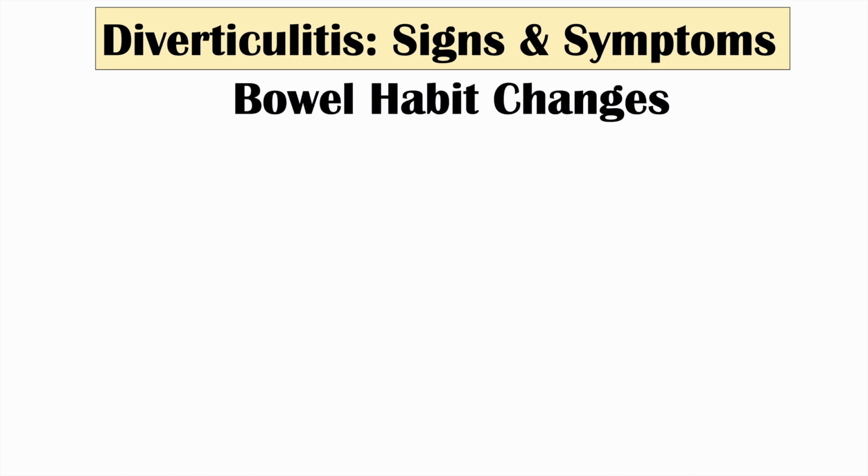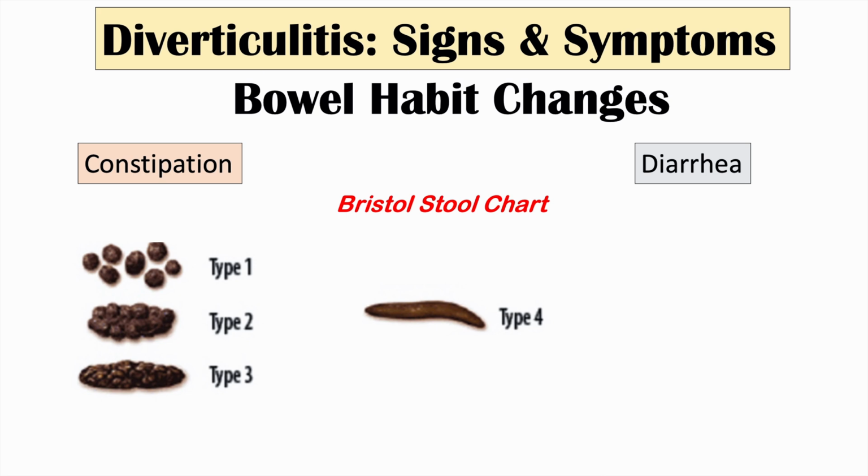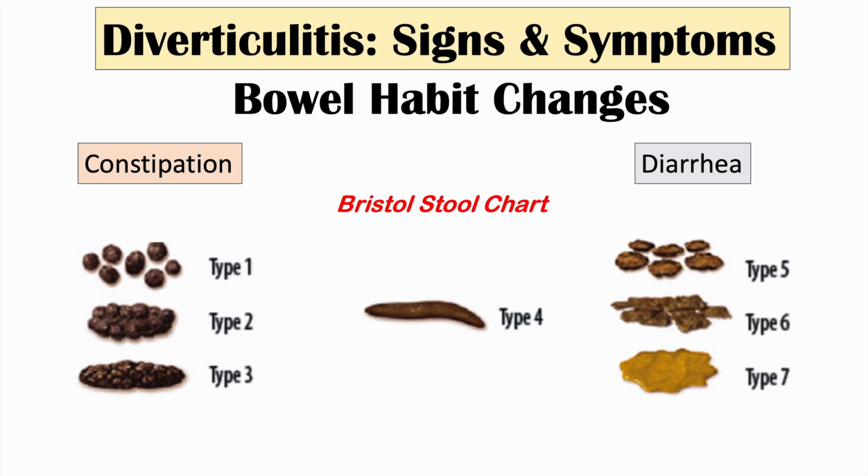Now, the next symptom we're going to talk about with regards to diverticulitis is bowel habit changes. Bowel habit changes can either be constipation and or diarrhea. So there can be either constipation or diarrhea. Constipation is more common. Diarrhea can also occur, and there could be a mix of both. So we're going to look at the Bristol stool chart here in a moment just to describe what constipation is and what diarrhea is. Bristol stool chart type 4 stool would be the normal stool, and then type 1 to type 3 would be constipated stool, and type 5 to type 7 would be the diarrhea.